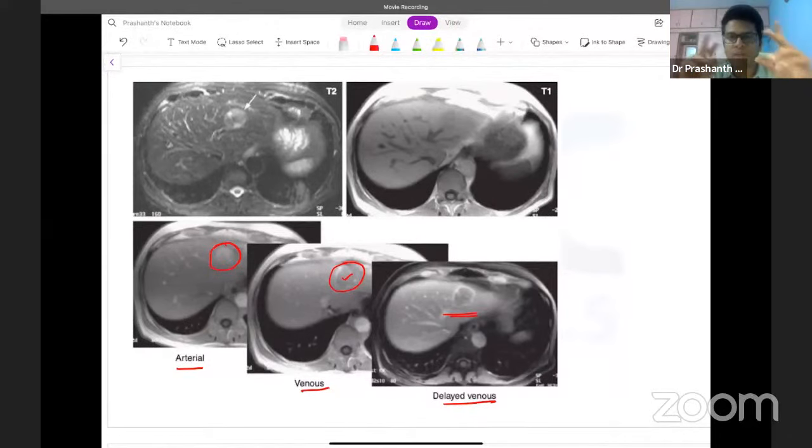Don't worry much about T1 and T2. T2, always remember that bile or the biliary ducts are bright. So that is a way to recognize it. That's just for you guys to understand.